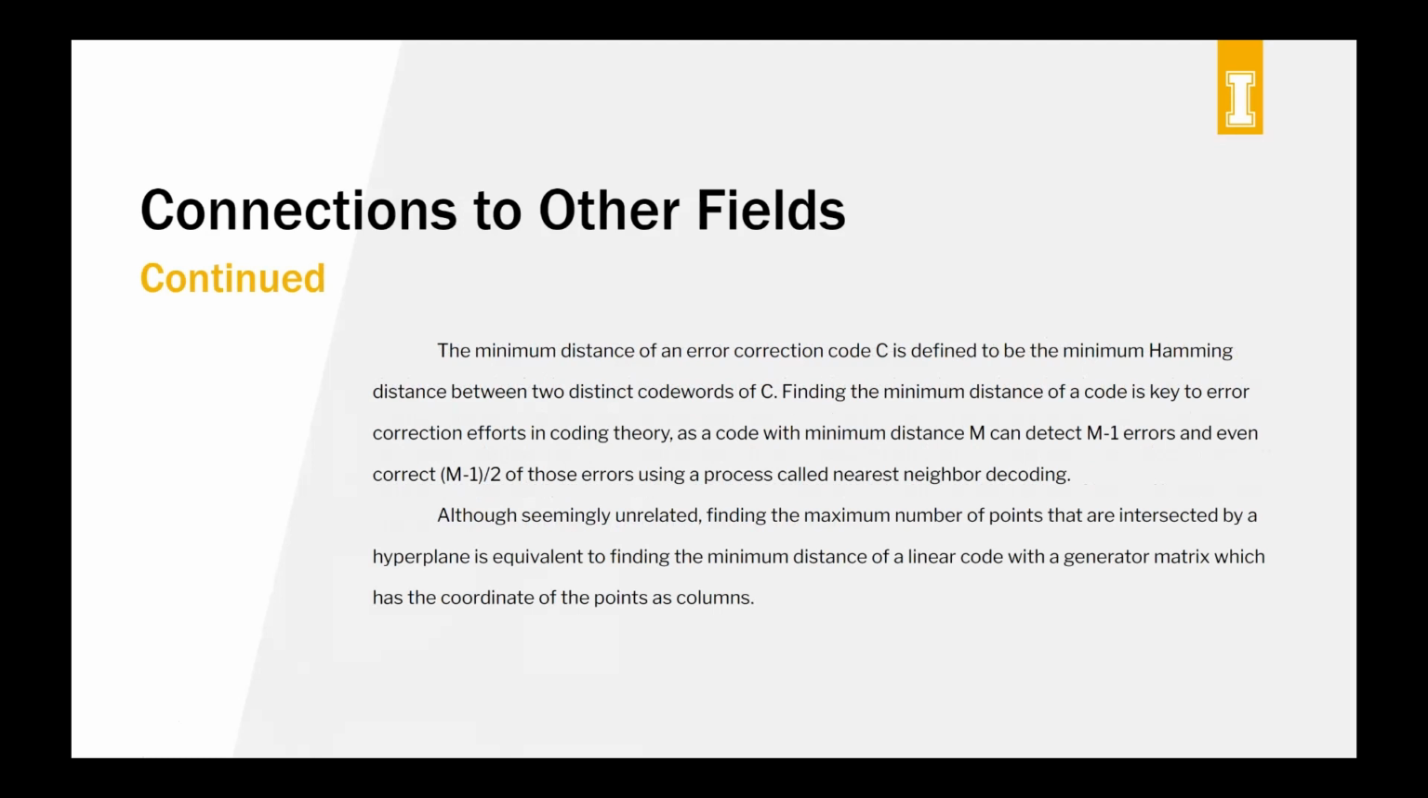Well, interestingly, error correction codes have a direct correlation with the exact fitting problem. So by finding the largest number of collinear points, we are actually finding the largest amount of errors that can be corrected using a linear code with columns of those points.